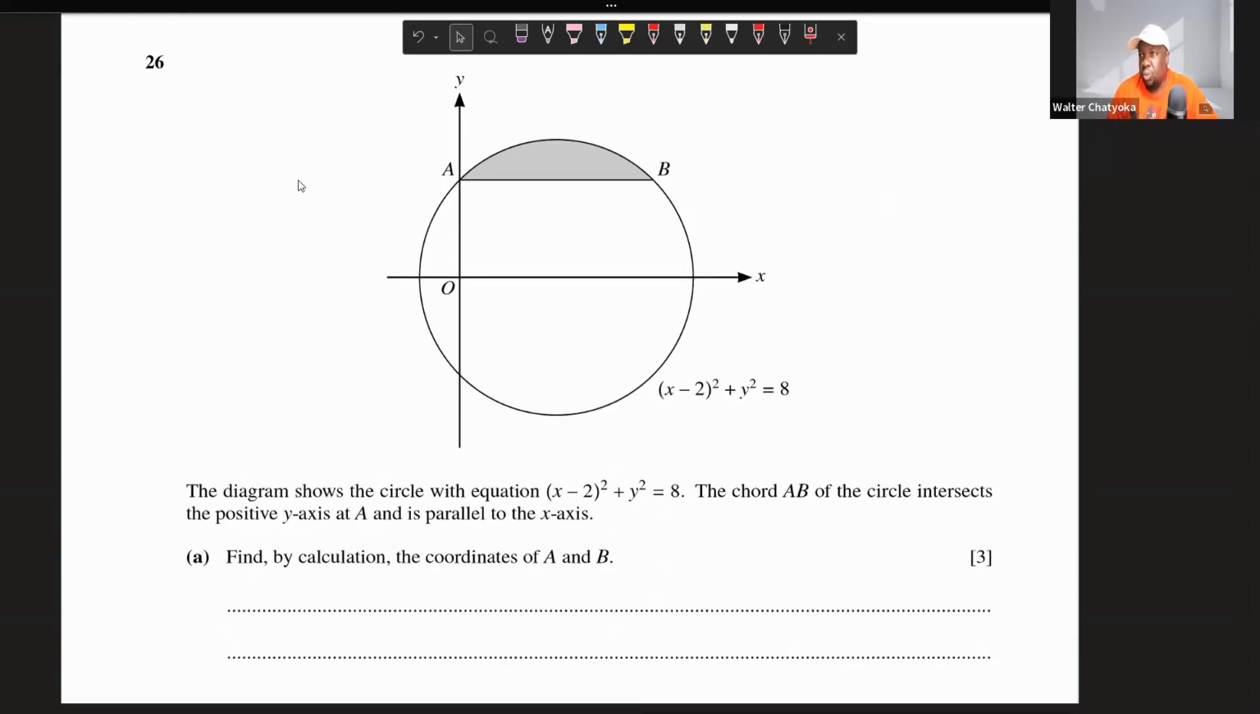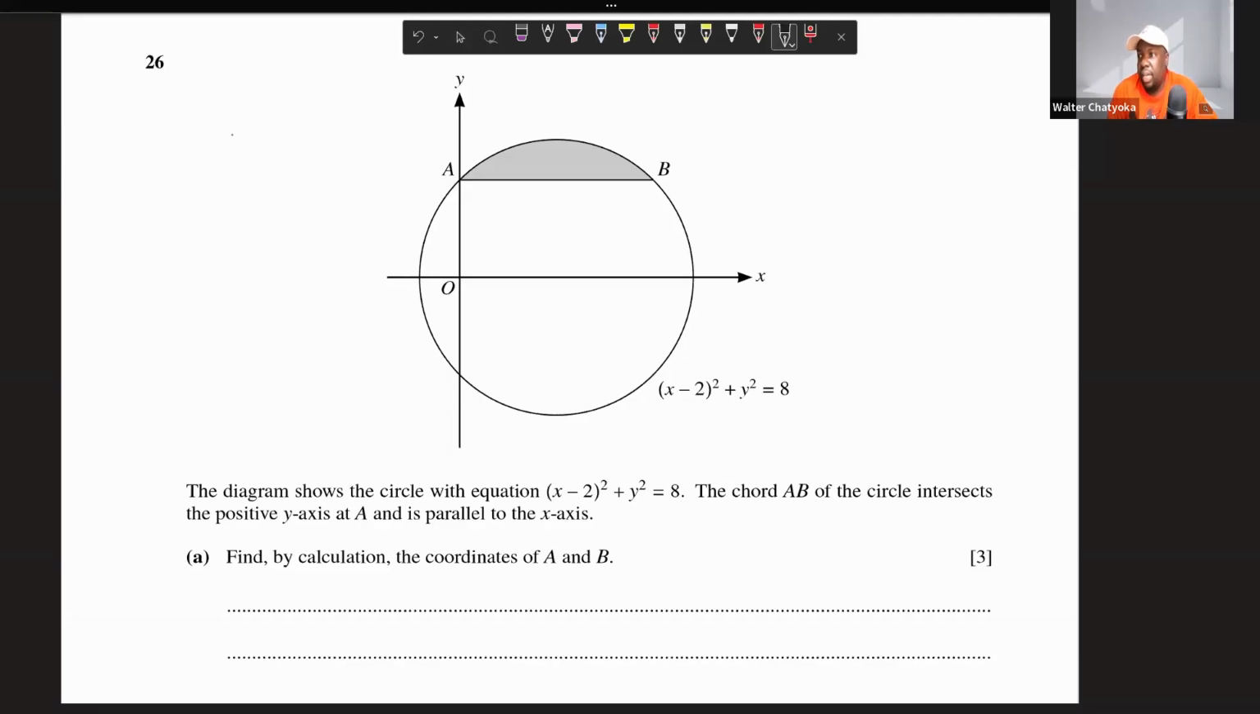I like this one because it also involves the equation of a circle, which is a good thing. The question says, the diagram shows the circle with the equation (x minus 2) squared plus y squared equal to 8. The chord AB of the circle intersects the positive y-axis at A and is parallel to the x-axis. Find by calculation the coordinates of A and B.